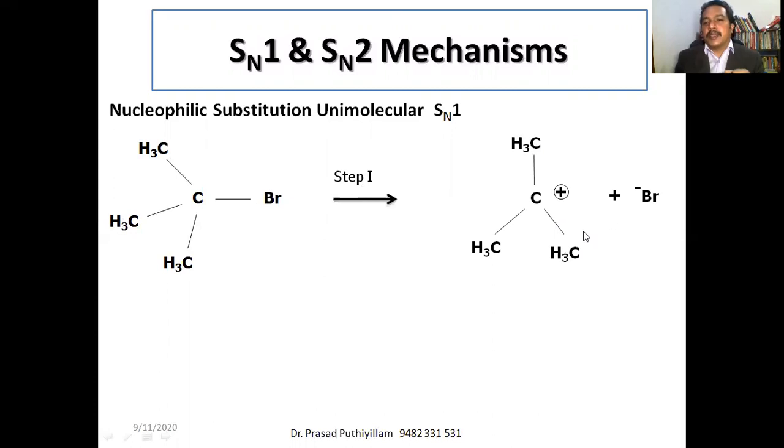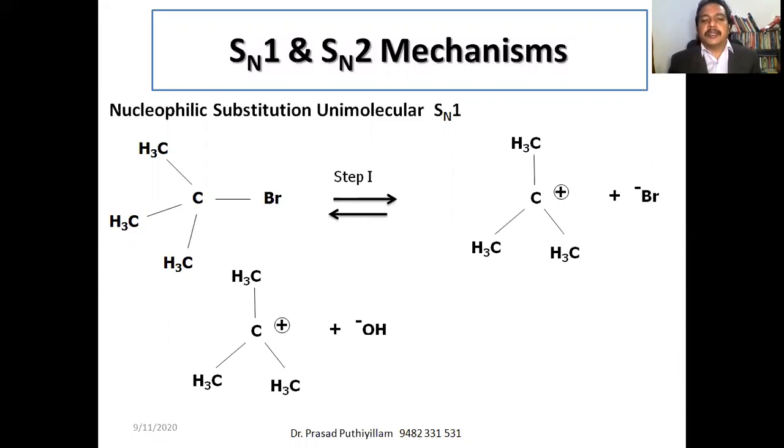Now this carbocation is less stable. Because of the presence of CH3 groups, it gets somewhat of stability, but still the carbon containing the positive charge is not stable. Br minus is there, therefore it is a reversible reaction too. Once a carbocation is formed, if the hydroxyl ion is present nearby, it reacts when the attacking reagent comes.